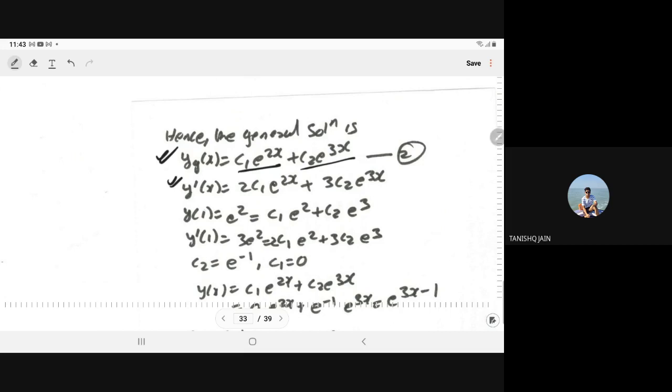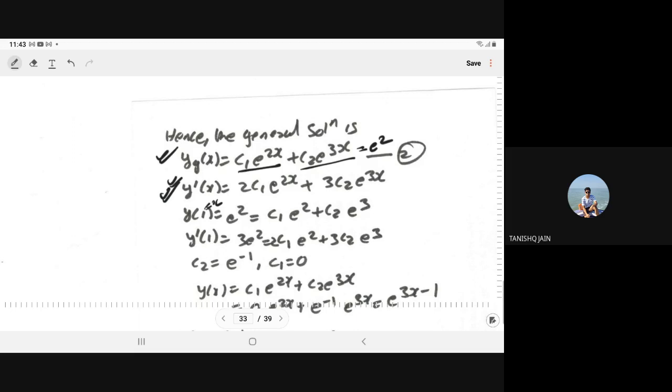Now the condition given is: when x is equal to 1, y is equal to e to power 2. When we put x is equal to 1, it becomes c1 e to power 2 plus c2 e to power 3. And y dash is given as 3 e to power 2. Putting in this equation, we get 3 e to power 2 is equal to 2 c1 e to power 2 plus 3 c2 e to power 3. When you solve, you will get c2 is equal to e to power minus 1 and c1 is equal to 0.